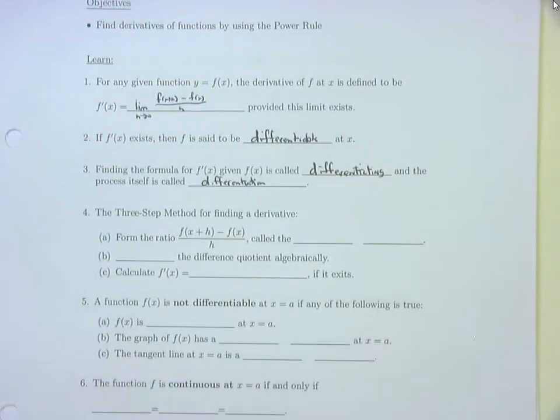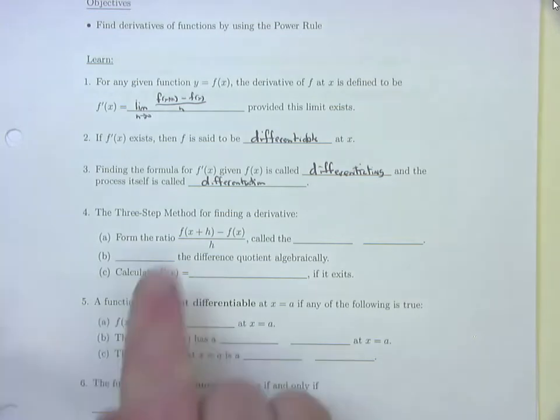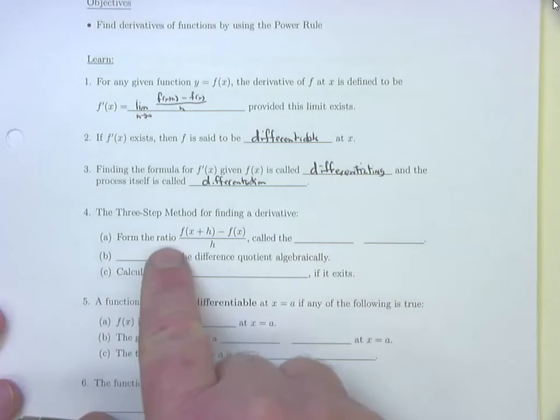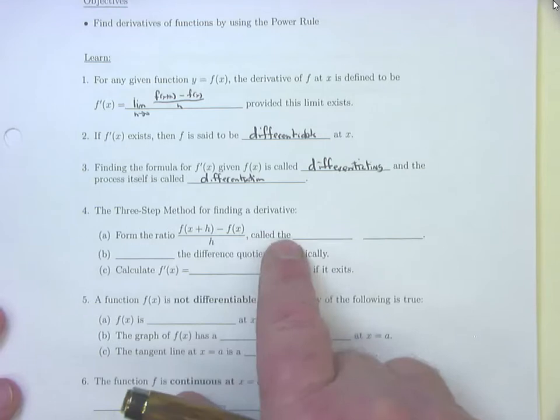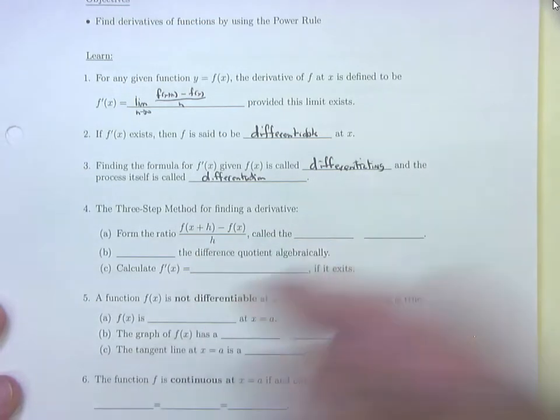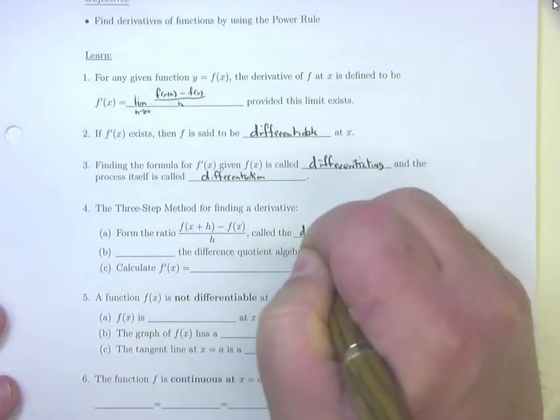The three-step method for finding the derivative. Again, terminology here. I'll beat this one to death on you, and so did your high school math teacher. So let's know this first one. Three-step method for finding the derivative. Step A: form the ratio of f of x plus h minus f of x all over h. You remember what that was called? The difference quotient.